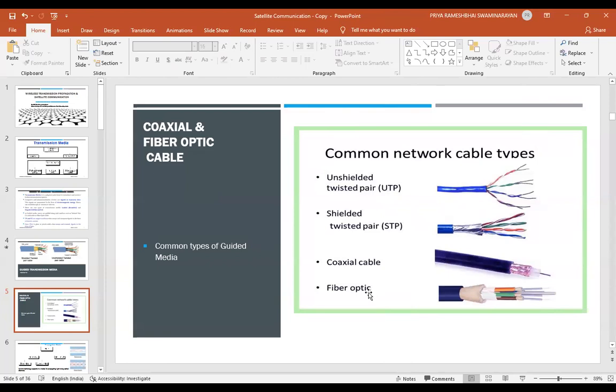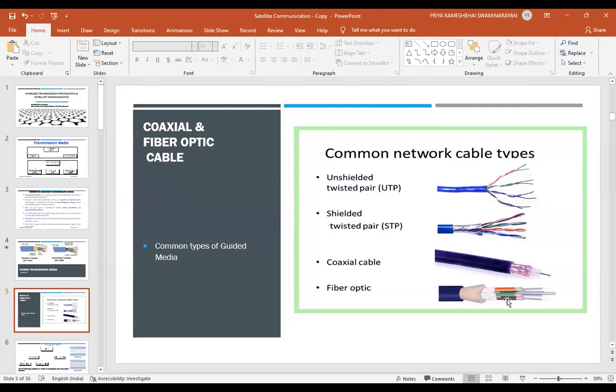And the third option is fiber optics cable. As I said, fiber optics cable is made up of either glass or plastic, and in fiber optics cable, our data transmission format is in the form of light. Whatever information we have, we need to convert it into the form of light, and those light beams travel through the fiber optics cable.